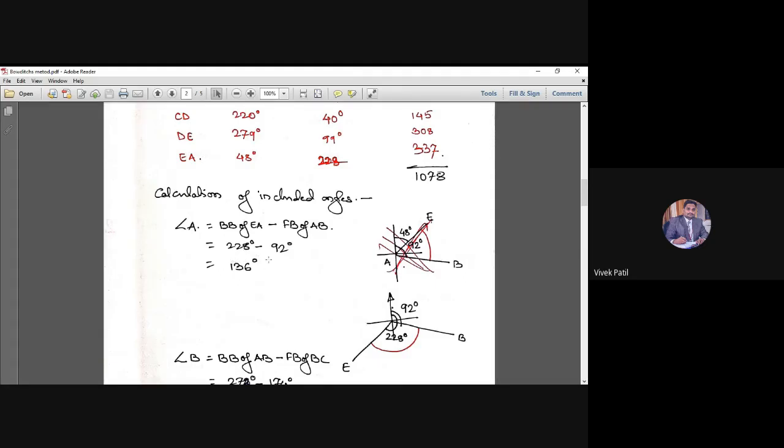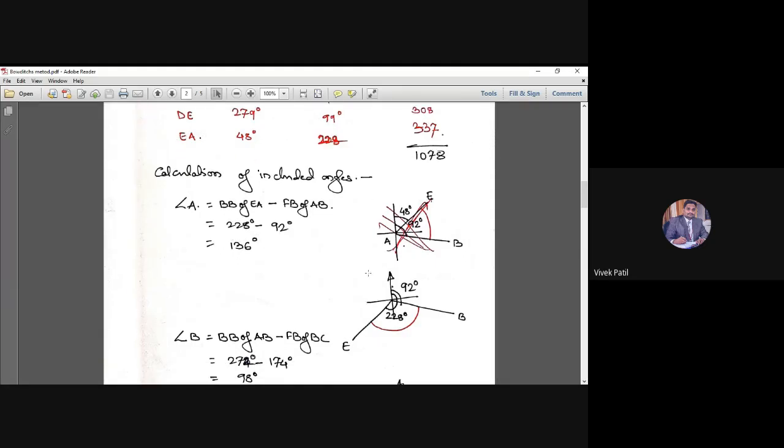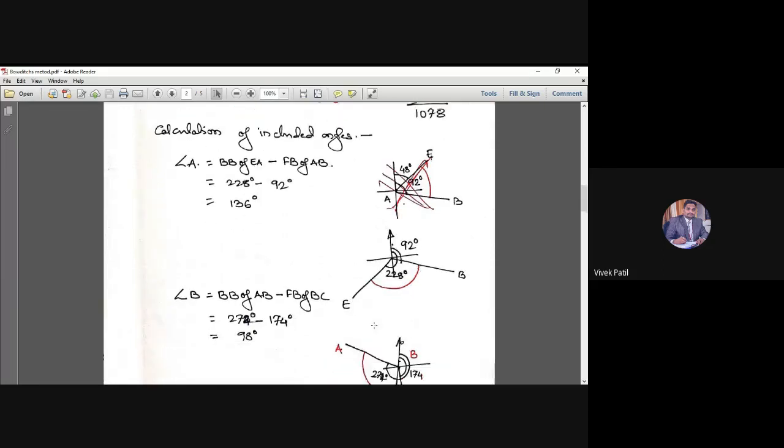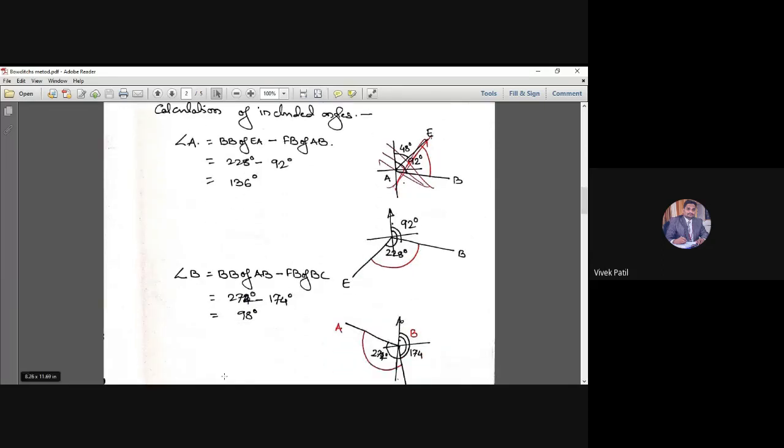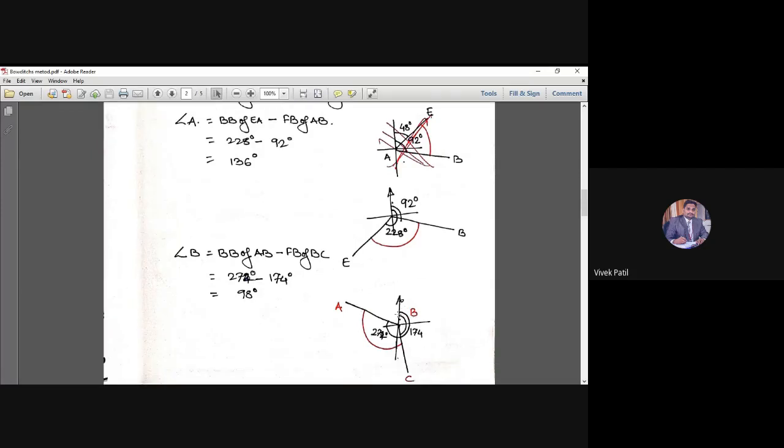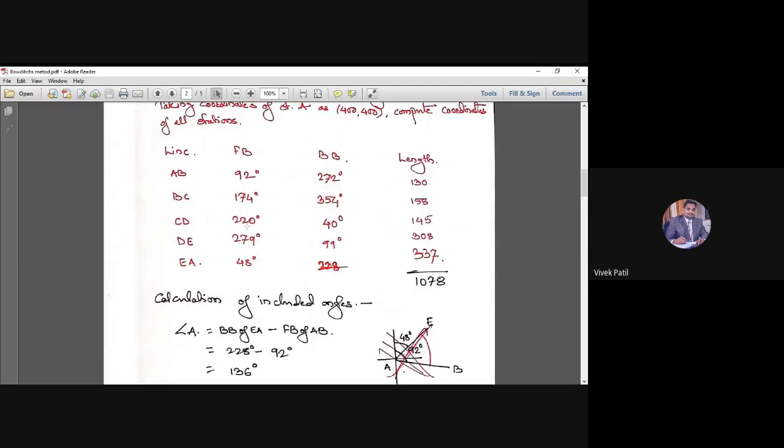Okay, similarly, I will be drawing a free body diagram for angle B, which I will be calculating. So two lines will be passing from point B. One is fore bearing of BC and the other is back bearing of AB. So fore bearing of BC, which quadrant will it be passing?